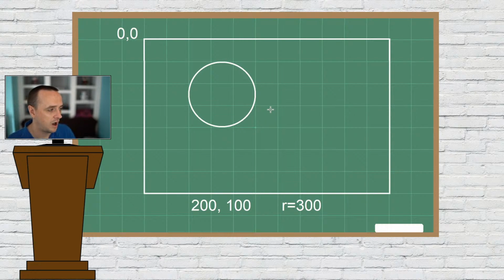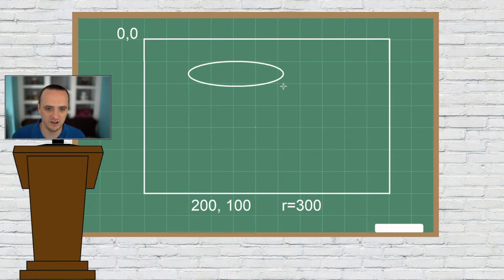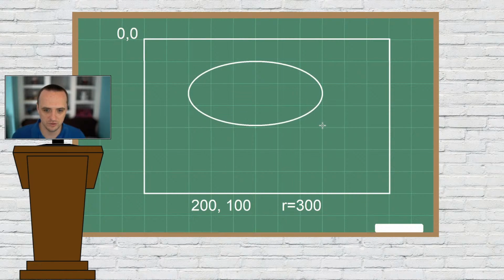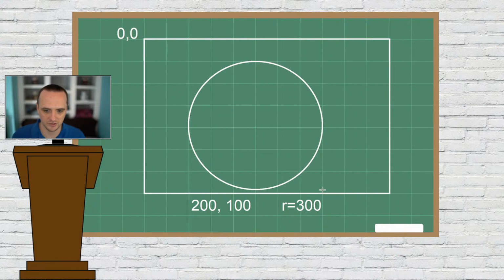Oh, I'm a fool. Apologies. Who can tell me what I did wrong? I just drew the diameter of 300 when what I wanted was a radius of 300. So a radius of 300 means a diameter of 600. So 1, 2, 3, 4, 5, 6. So that is actually what would be drawn.